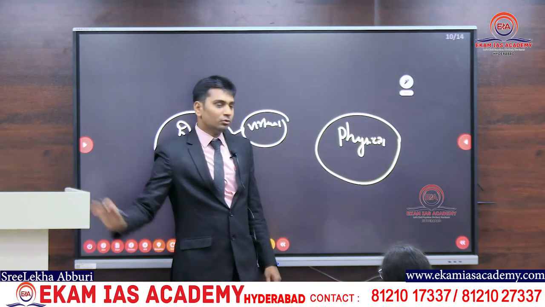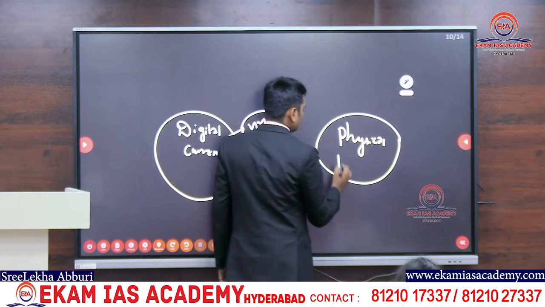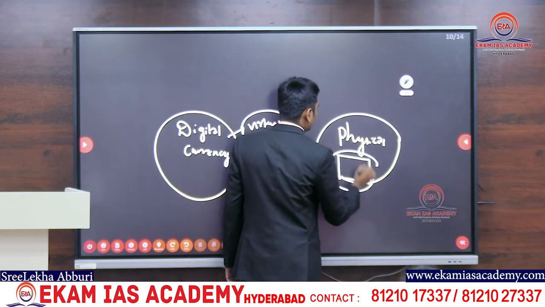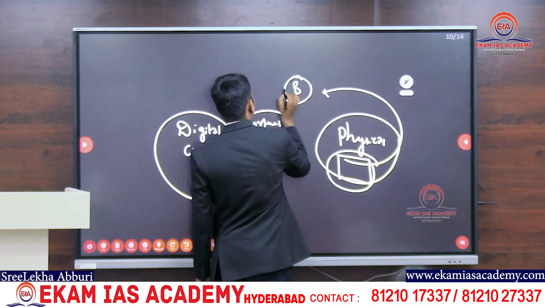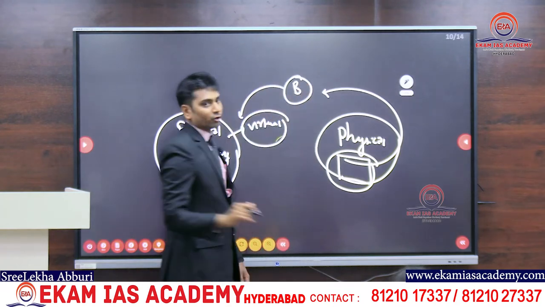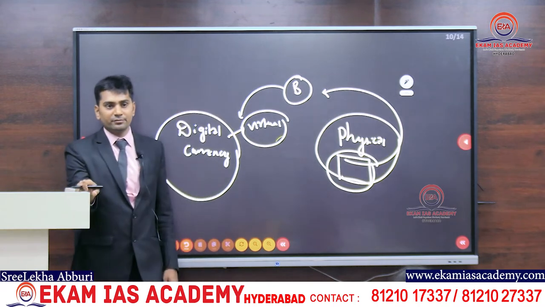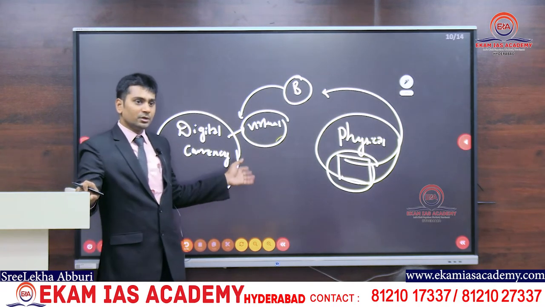Normally, what will RBI do? RBI will go to a printing machine. It will print the money and release it. How? First, it will release it to the banks. People will go to the banks. They get circulated in the economy. This is how physical currency gets circulated in the economy.